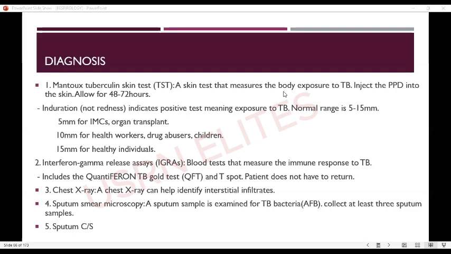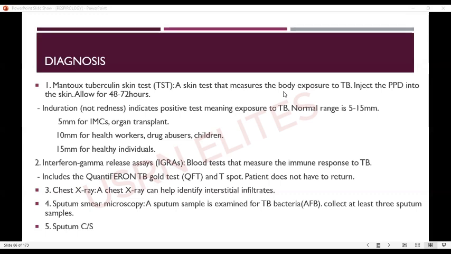Why? Because the advantage is that with this one, you don't have to return. The results will be seen clearly, within a few minutes. You don't have to go back and return. So that is why sometimes they will pick this test over the skin Mantoux test. That's the advantage over the skin Mantoux test.